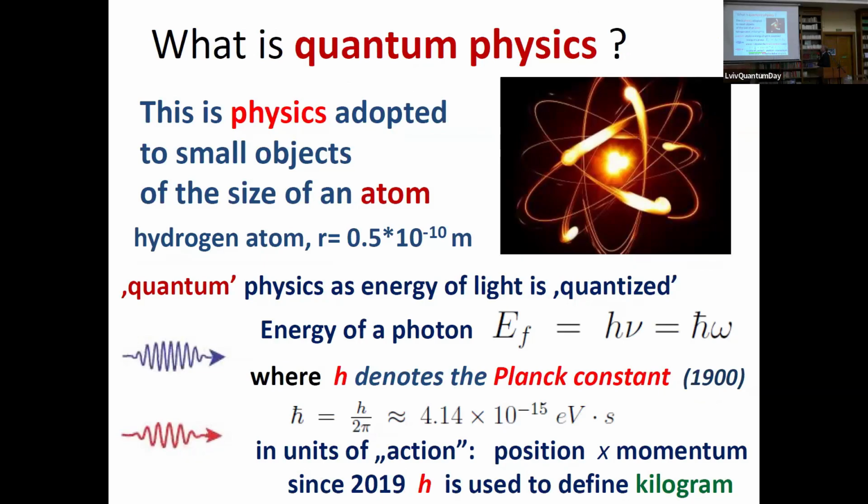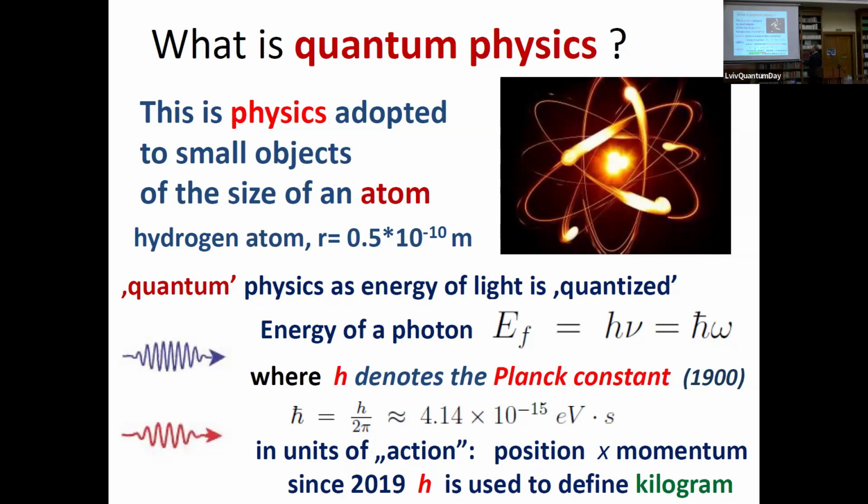And why do we use the word quantum? Because we discuss physics at the energy of light. And the energy of light is quantized, and the standard unit of energy is just the energy of a single photon, which is proportional to the frequency. And now you see h, this Planck constant, is just the proportionality constant, or if you use the frequency omega, then this h over 2 pi, and this is the value we started with.